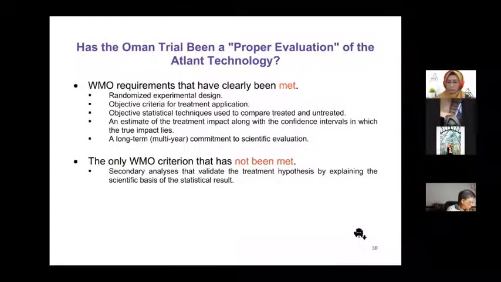So has the Oman trial been a proper evaluation of the Atlant technology? Well, we've met all the WMO requirements as it's listed over there. The only WMO requirement that has not been met is secondary analyses that validate the treatment hypothesis. That is basically observational data showing the, if you want to call it, the enhancement, the coalescence of raindrops from the ionized aerosols.